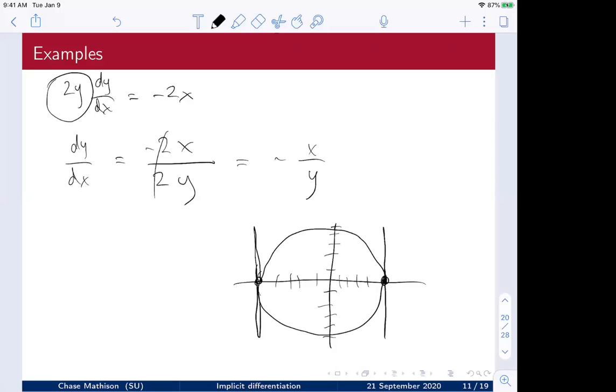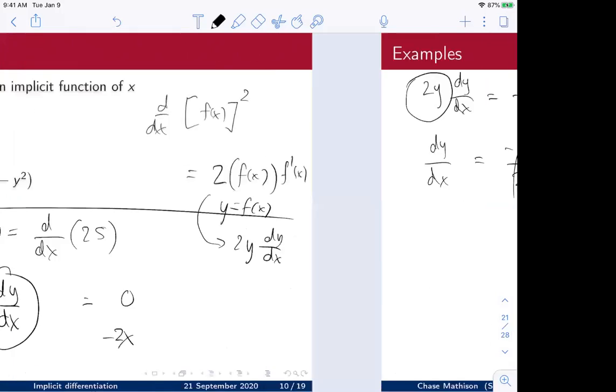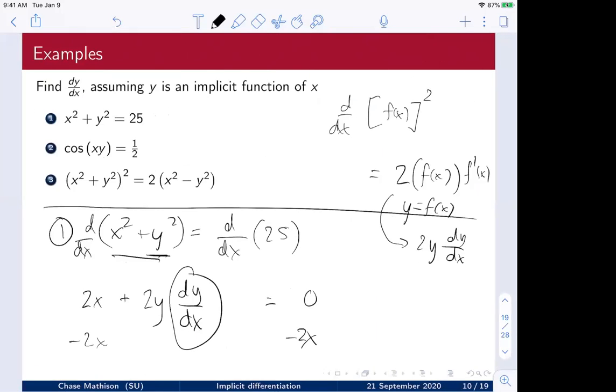Okay. Any questions on this? All right, let's look at example number 2. Cosine of x times y is equal to 1/2.